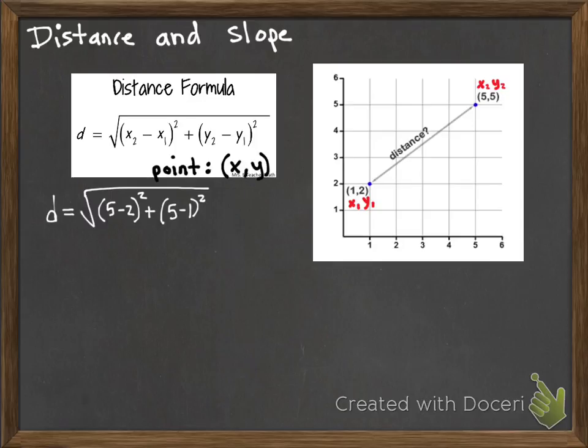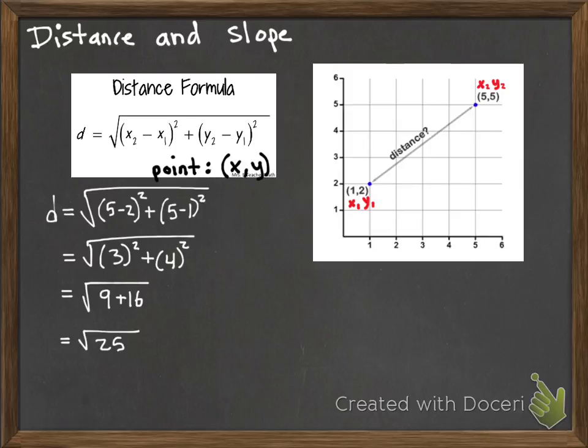and then use the order of operations to simplify. First, we would do the subtraction inside of the parentheses. 5 minus 2 is 3, and 5 minus 1 is 4. Then we would do the exponents. 3 squared is 9, and 4 squared is 16. Then we would add 9 plus 16 is 25. And very last, we would square root 25.